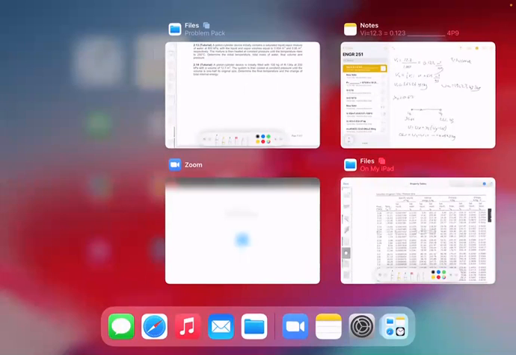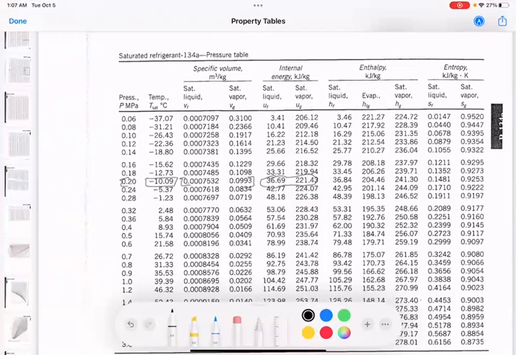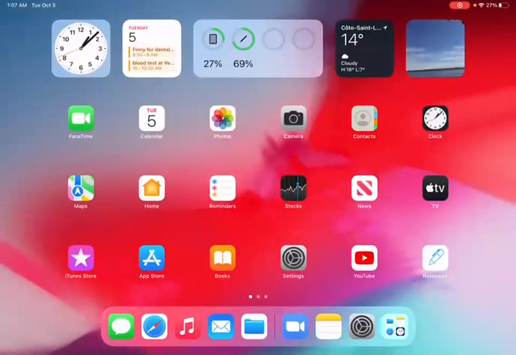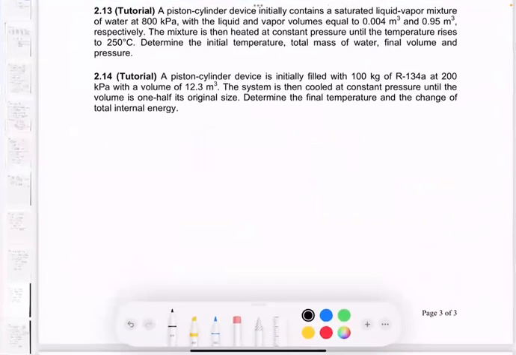Determine the final temperature. Oh, so they want the temperature as well. Well, we're a mixture, so we can read it right from here. It's minus 10.09 is the temperature there. And I think that just about covers it. Yep, that's all we got.